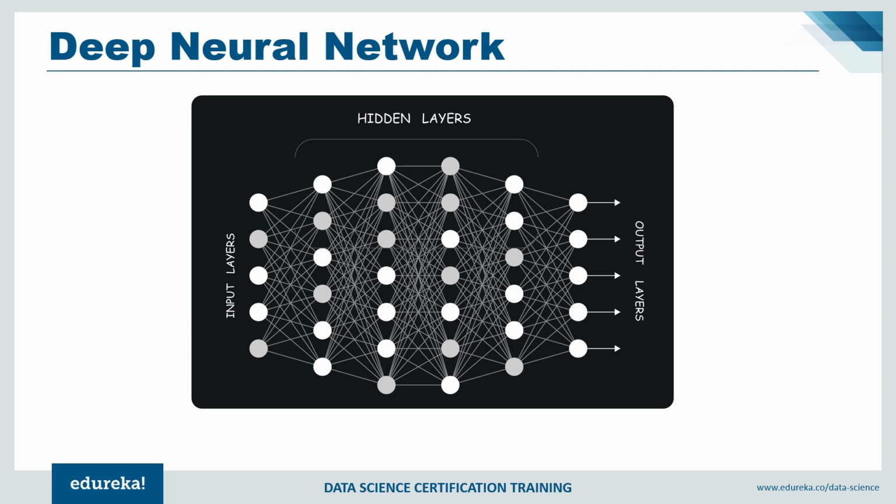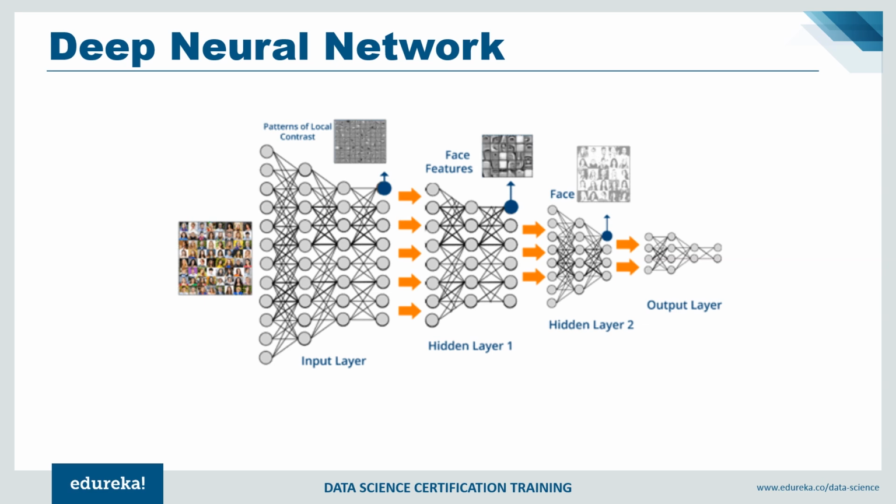Now that you have an idea of how a perceptron behaves, the different parameters involved, and the different layers of neural networks, let's continue this session and see how we can create our own neural network from scratch. In this image, as you can see here, we have been given a list of faces. First of all, the patterns of local contrast are computed in the input layer. Then in hidden layer 1, we get the face features, and in hidden layer 2, we get the different features of the face, and finally we have the output layer.